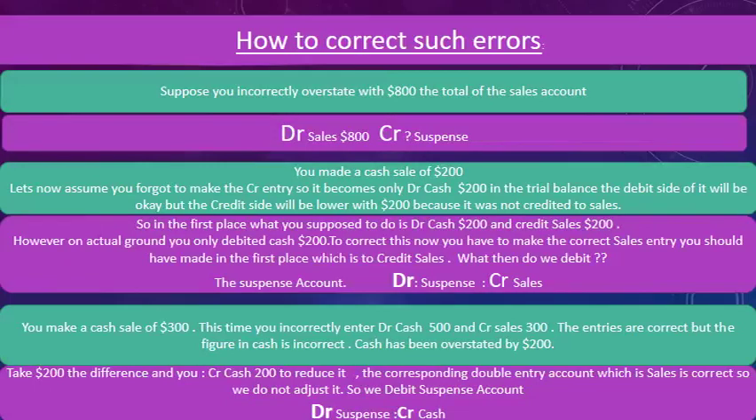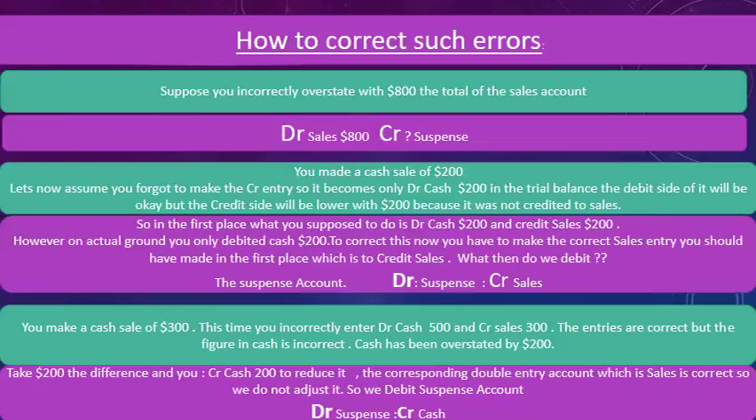Let's go to the next question. You made a cash sale of $200. Let's now assume you forgot to make the credit entry, so it becomes only debit cash, $200 in the trial balance. The debit side of it will be okay, but the credit side of it will be lower by $200 because it was not credited to sales. Remember, this is a cash sale.